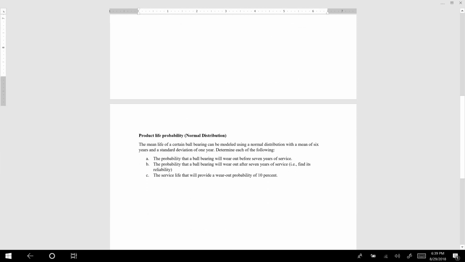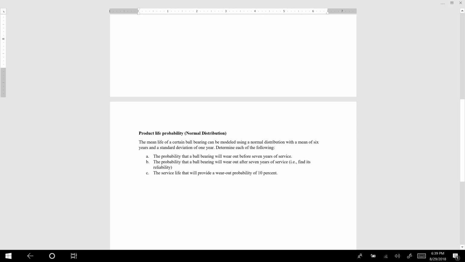So here is our question. The mean life of a certain ball bearing can be modeled using normal distribution with a mean of 6 years and a standard deviation of 1 year. Determine each of the following. The probability that a bearing will wear out before 7 years of service. Question B would be the probability that a ball bearing will wear out after 7 years of service. That is our reliability. And then the service life that will provide a wear out of 10%.